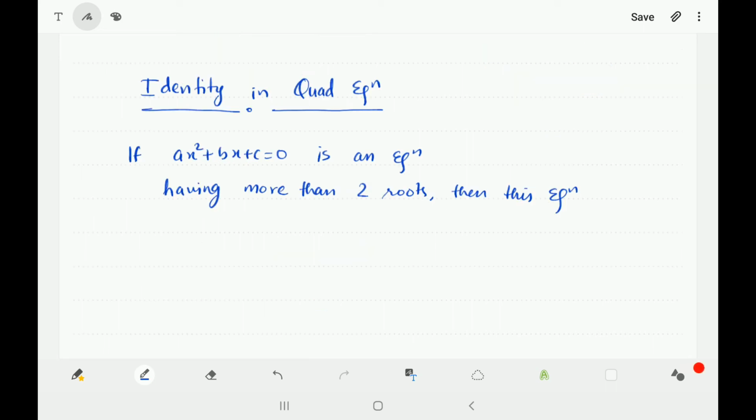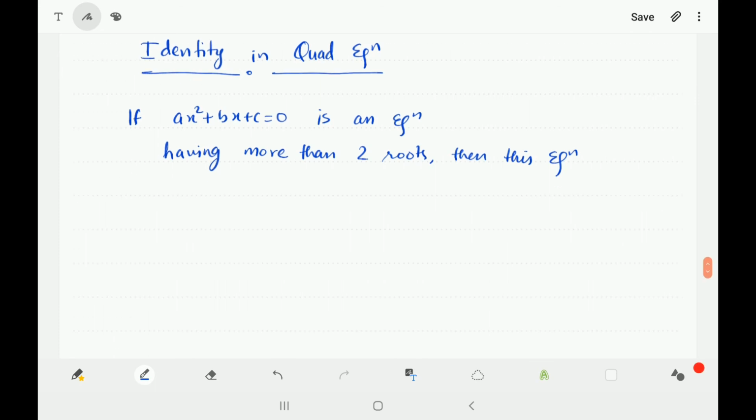Now moving on to the next concept, which is identity in quadratic equation. If ax square plus bx plus c is equal to 0 is an equation having more than 2 roots. What this statement means is that once you look at an equation, it will appear as a quadratic equation. The highest degree in the equation will be 2 only. So you will be thinking that this equation has degree 2, it must be having 2 roots. But suddenly you can find other roots also for that particular equation.